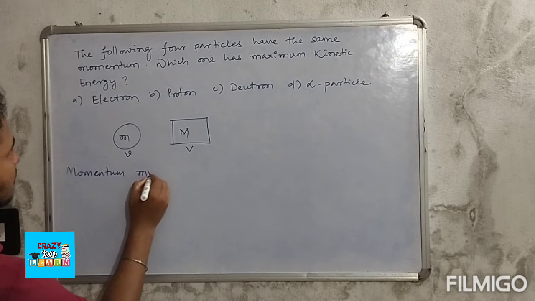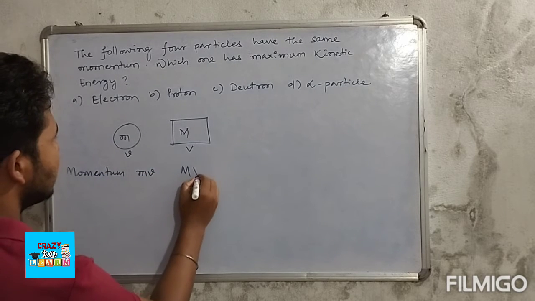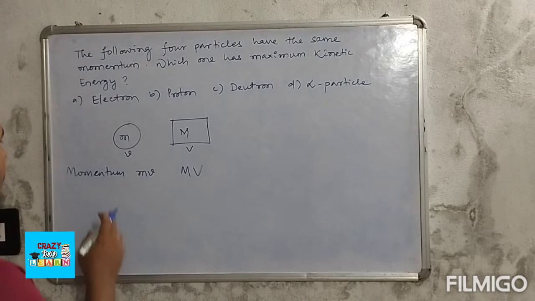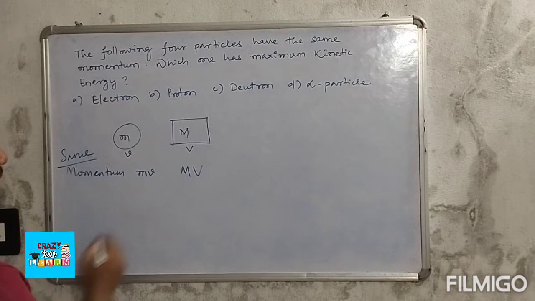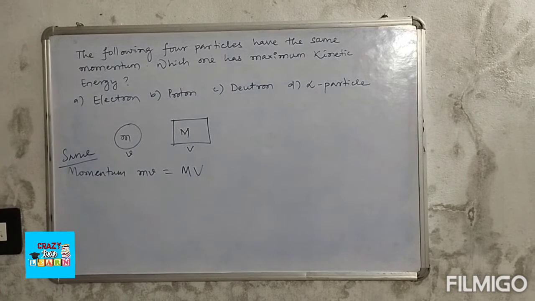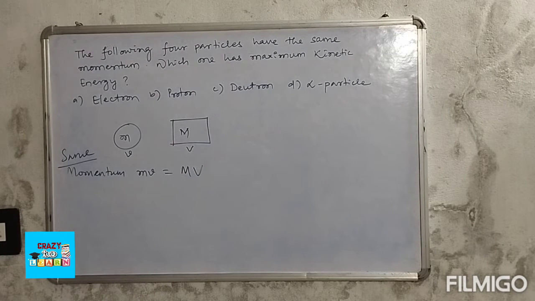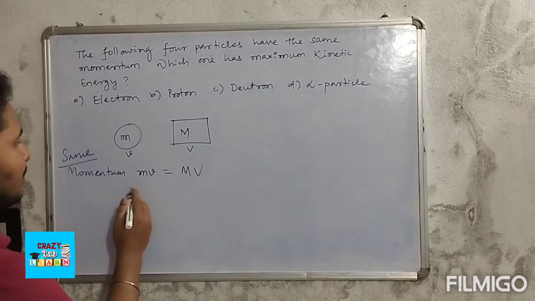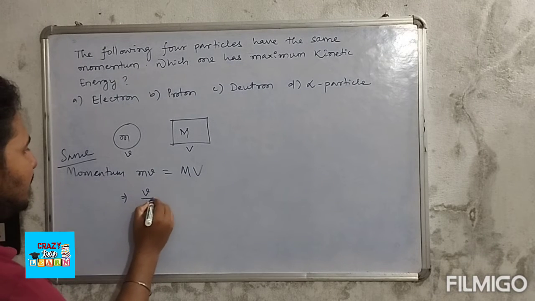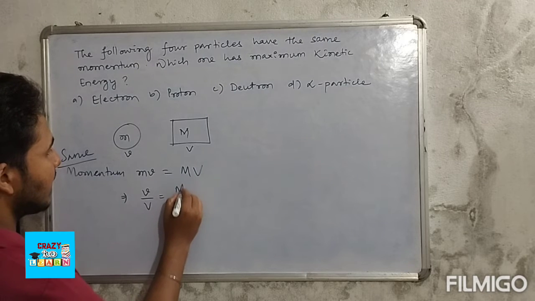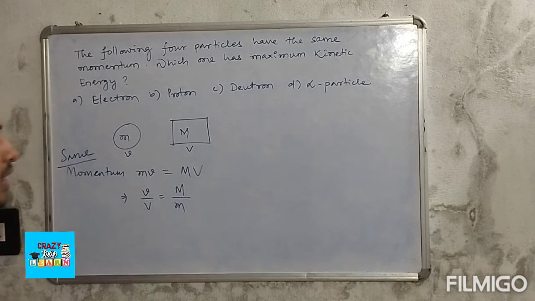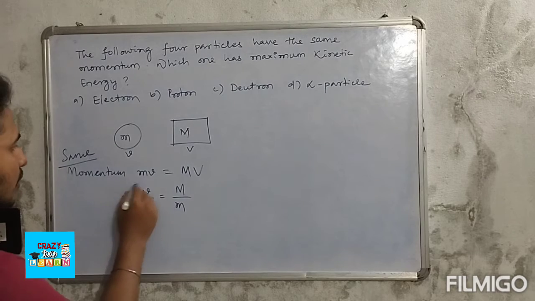Momentum of this body is small mv and momentum of this body is capital MV. Both have the same momentum. Then small mv is equal to capital MV. So what is their velocity ratio? Small v by capital V is equal to capital M divided by small m. This is the ratio.